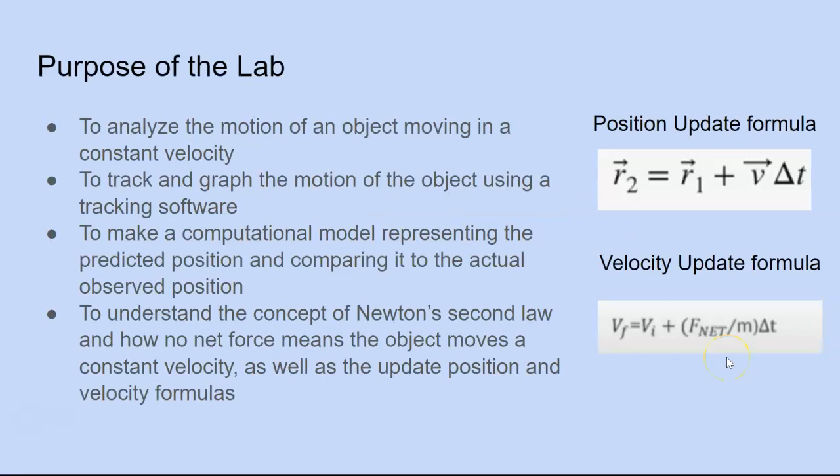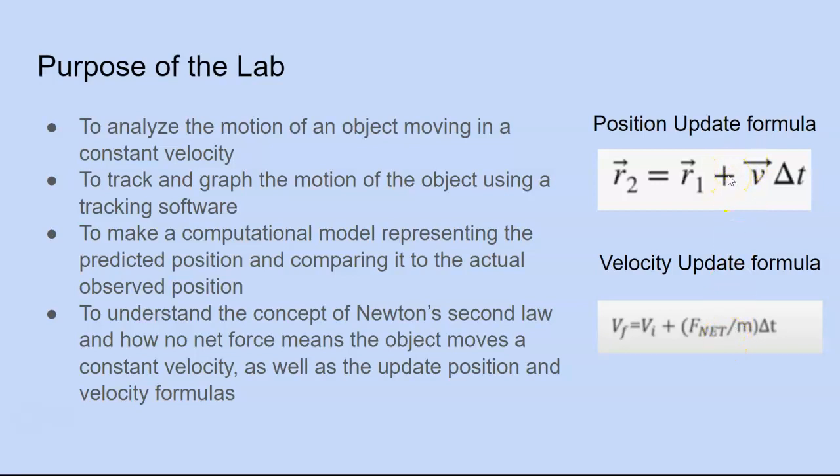So the purpose of the lab was to analyze the motion of an object moving at a constant velocity, to track and graph the motion of the object using tracking software, to make a computational model representing the predicted position and compare it to the actual observed position, and to understand the concept of Newton's second law and how no net force means the object moves at a constant velocity, as well as understanding the update position and velocity formulas. These two formulas are shown on the right.